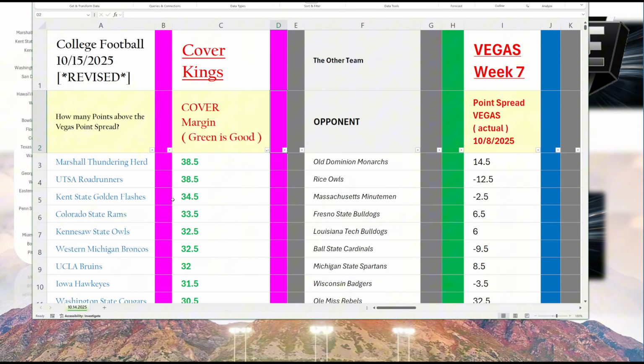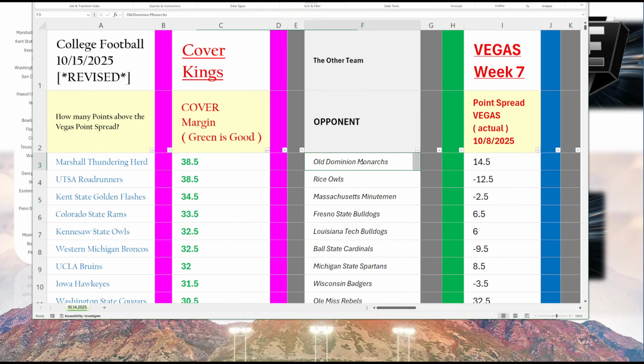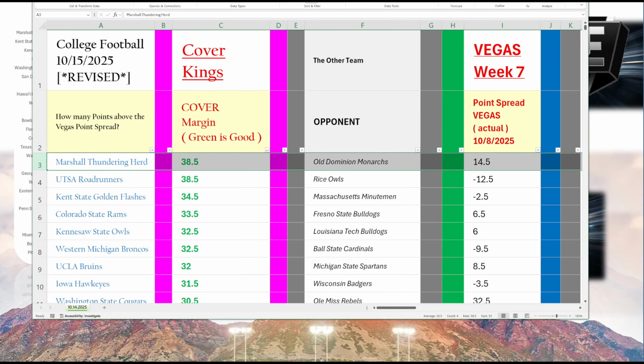So then I want to point out something here also: the way these covers are, the opposing team has a mirror result. So Marshall covered the point spread by 38.5. Their opponent failed to cover the point spread, and they went under by 38.5. So what we have here are the cover kings, the top teams with respect to covering their point spread. But on the other side here, their opponents, they're the losers. They're the biggest cover losers. So that's how you can extract information from this chart, and then we have the original point spreads here. Now that we're looking at Marshall, let me show you how to do the calculations.